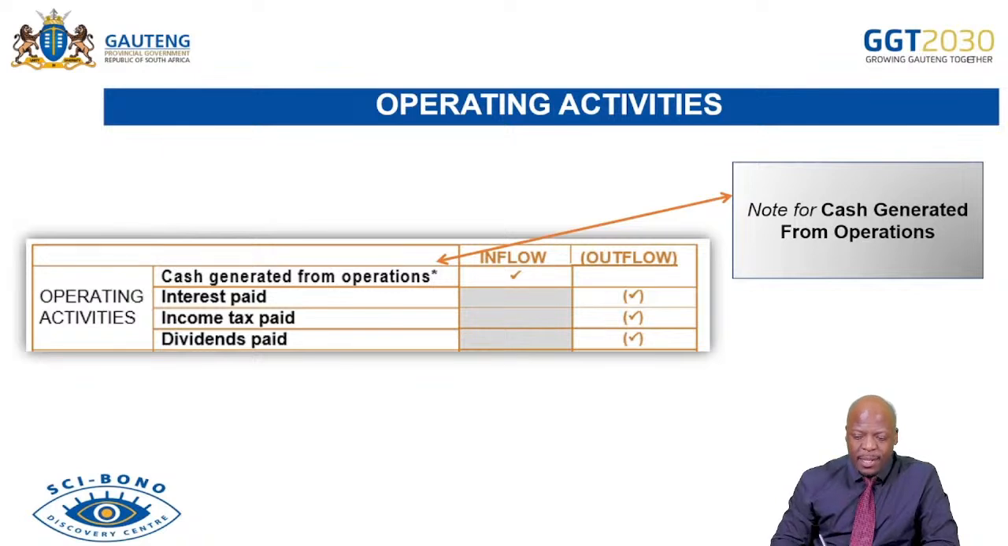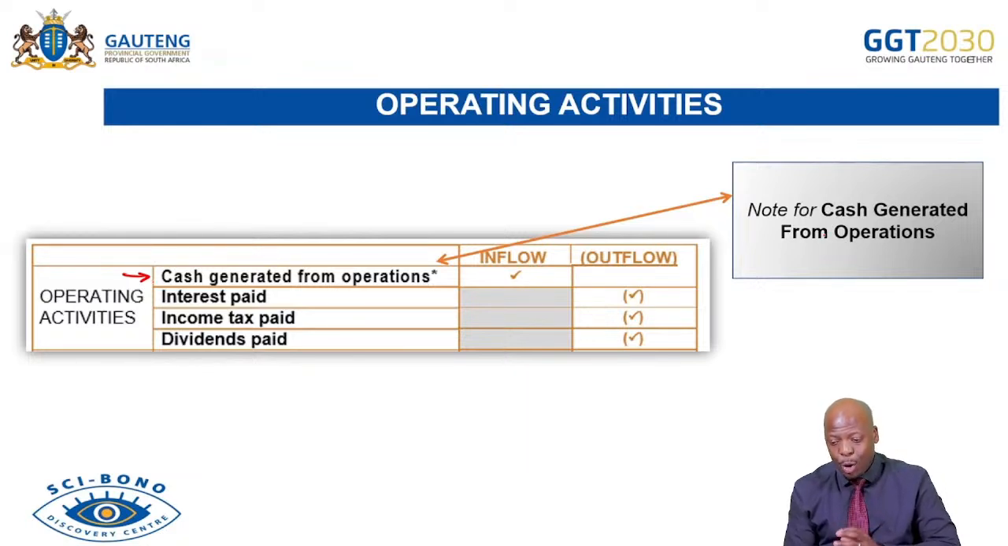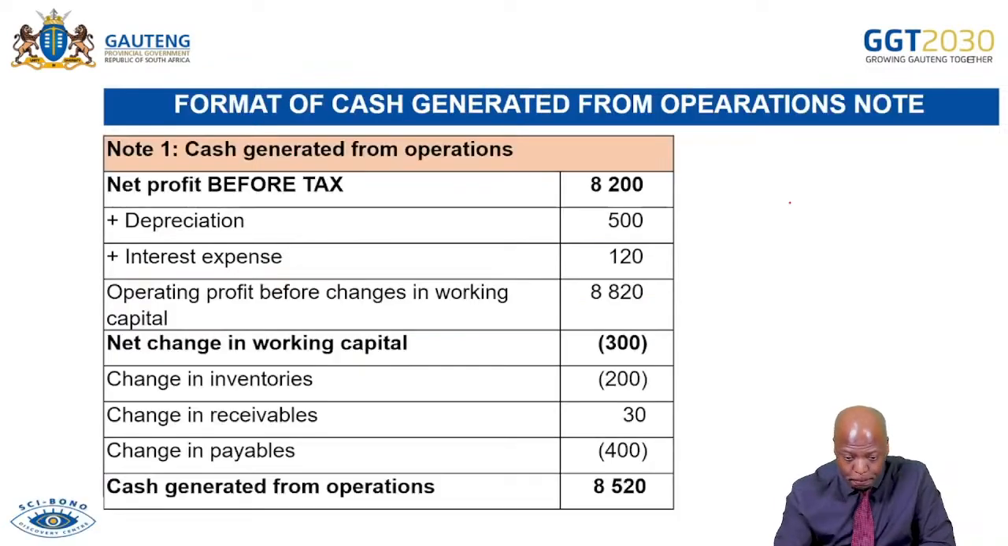All right, once you have done your note for cash generated from operations, which I'm going to teach you in today's class, you will see that we're going to take it to the cash flow statement. In other words, if you want this amount, that is the cash generated from operations, you have to open a note. That is the note for cash generated from operations. Don't worry yourself. I'm going to show you today how to do this particular note. This is the format of the note in question. All right. So this is your note where you calculate your cash generated from operations.